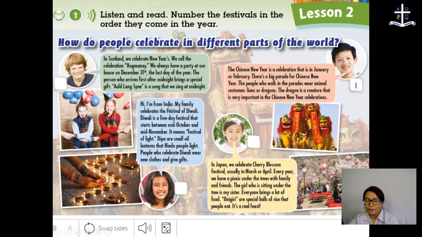Hi, I'm from India. My family celebrates the festival of Diwali. Diwali is a 5-day festival that starts between mid-October and mid-November. It means festival of light. Deepa are small oil lanterns that Hindu people light. People who celebrate Diwali wear new clothes and give gifts. In Japan, we celebrate Cherry Blossom Festival, usually in March or April. Every year, we have a picnic under the trees with family and friends. The girl who is sitting under the tree is my sister. Everyone brings a lot of food. Onigiri are special balls of rice that people eat. It's a real feast.